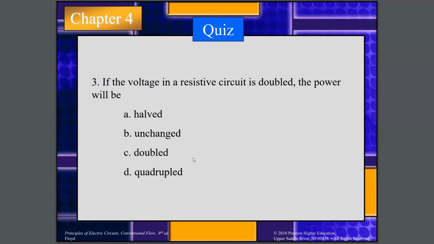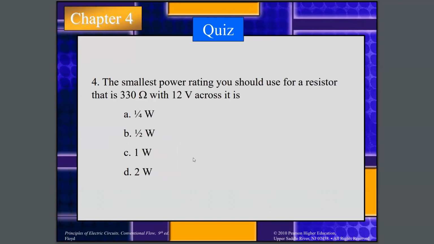If the voltage in a resistive circuit is doubled, what will happen to the power? If the voltage is doubled, the power will also be doubled. Remember, we saw the equation that power is equal to voltage times current. So if you multiply the voltage by 2, the power is also going to be multiplied by 2 as well, because voltage is directly proportional to the power.